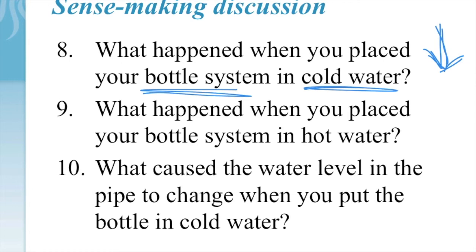What happened when we placed the bottle system again now in hot water? The water went up the tube. Why? It was expanding. It was given more heat. That was giving it more kinetic energy. They bumped into each other. They needed more room to expand. Can't trap them in a classroom. You need to let them out on a gymnasium or on the football field and let them run around.